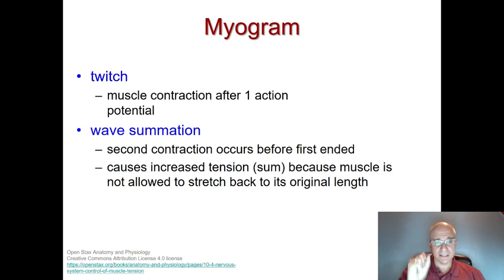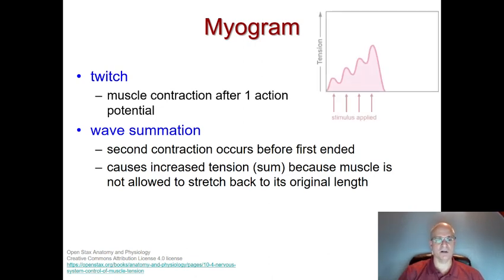If you have a stimulus and the muscle begins to contract, and then another stimulus and the muscle contracts, and then another stimulus and the muscle contracts, and you do this so another stimulus occurs before relaxation can be completed, what ends up happening is the muscle contraction gets stronger and stronger. So this is going to cause increased tension, or sum. Remember, sum is adding. That's why it's called wave summation, because the muscle is not allowed to stretch back to its original length before another stimulus comes along.